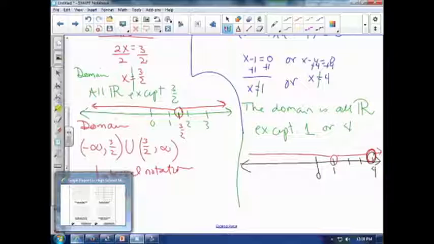And how do I write this in interval notation? I'm going to start from left to right, negative infinity. I'm going to stop at 1 and exclude the 1 by putting an open interval. Union, the second interval that goes from 1 to 4. It's open at both ends because it's excluding 1 and 4. Union, 4 to infinity.